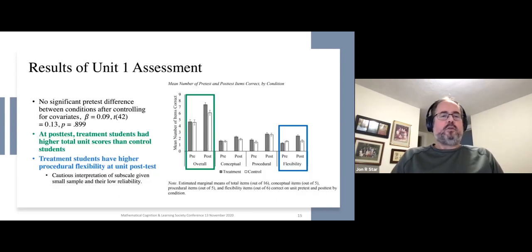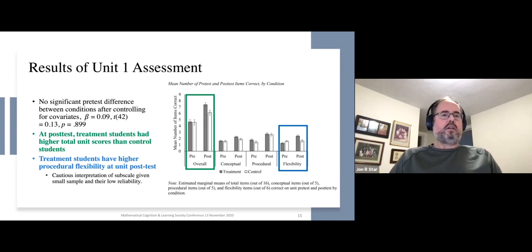And the results of the Unit 1 assessment were also quite promising. So first off, we didn't find a pretest difference between the conditions, which is good. But at post-test, we did find in the green box there that treatment students had higher total unit scores than the control students. So that is some evidence indicating that our intervention was effective at improving student learning.